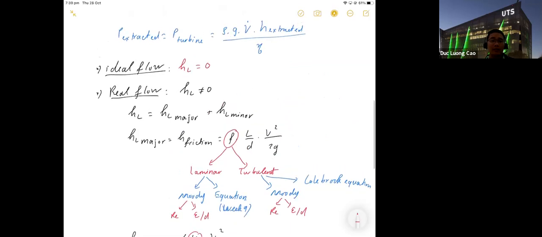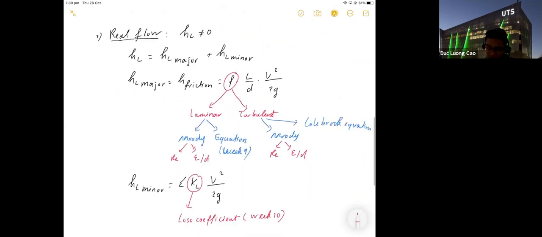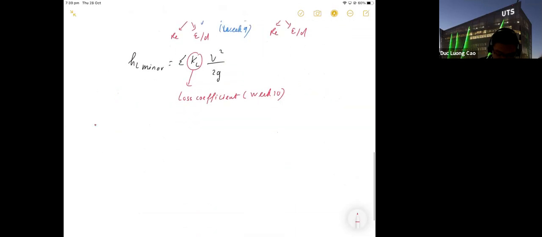Okay, so this one is the energy equation. The last equation is the momentum equation. So different from the energy equation, the momentum equation will be written for a control volume.